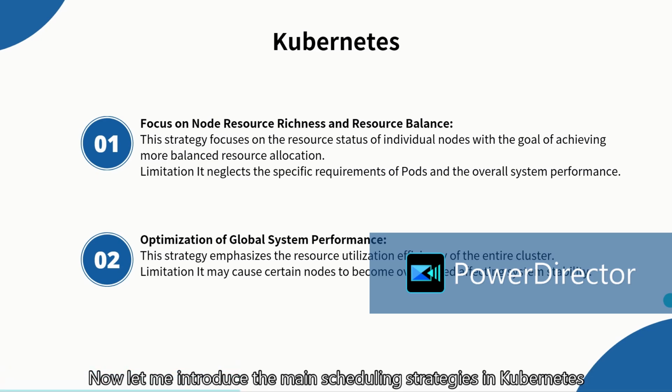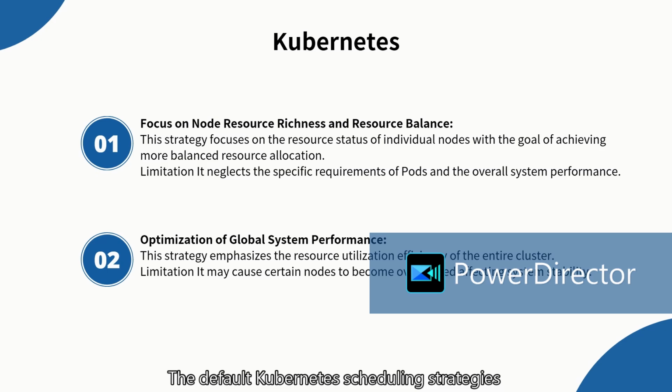Now let me introduce the main scheduling strategies in Kubernetes. The default Kubernetes scheduling strategies can be divided into two categories. First is the strategy that focuses on node resource richness and resource balance. This strategy evaluates the resource status of individual nodes and aims to achieve a more balanced resource allocation. However, this approach has a limitation as it neglects the specific requirements of individual pods and the overall system performance.